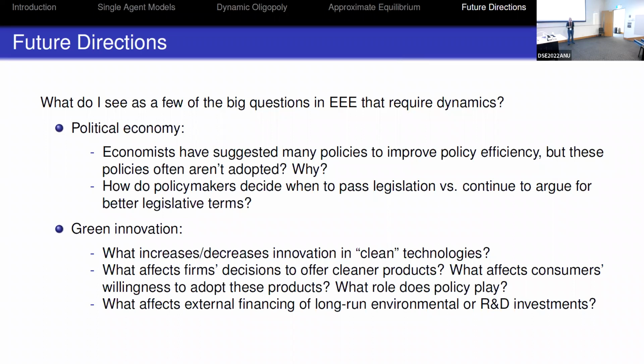Green innovation. How do you get more or less innovation in clean technologies? What affects the decisions to offer those products, for consumers to buy those products? Is there a role for policy in that? Clearly the answer is potentially yes, but what's the efficient role of policies is still a question. And what affects external financing of long-run environmental and R&D investments? Is there enough money flowing into these things to answer the questions in time to not cook? I mean, that's what it boils down to.